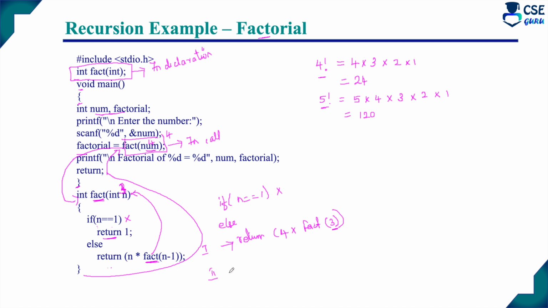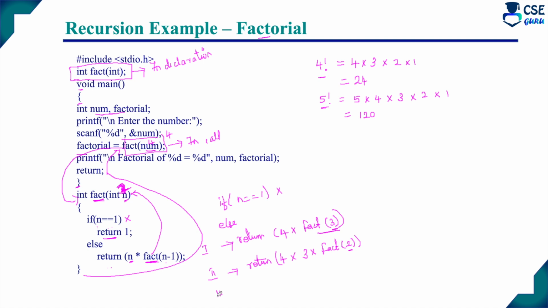And in the second recursive call, it will return, already 4 is there, right? 4 into n into n minus 1. The n value is 3, so 3 into fact of n minus 1, fact of 2 you will get. Okay, so with this 2 the function will be called again. Now the n value will be considered as 2. It will check here, the condition fails, it will go here.